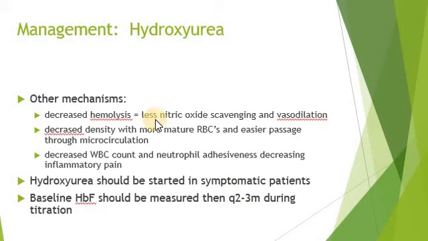It decreases the hemolysis, it decreases the nitric oxide levels, and it decreases the density with more mature RBCs, and they also facilitate the movement of the RBC during the microcirculation. They decrease the WBC count and neutrophils, and they decrease the adhesiveness. They decrease the inflammatory reactions and pain production.